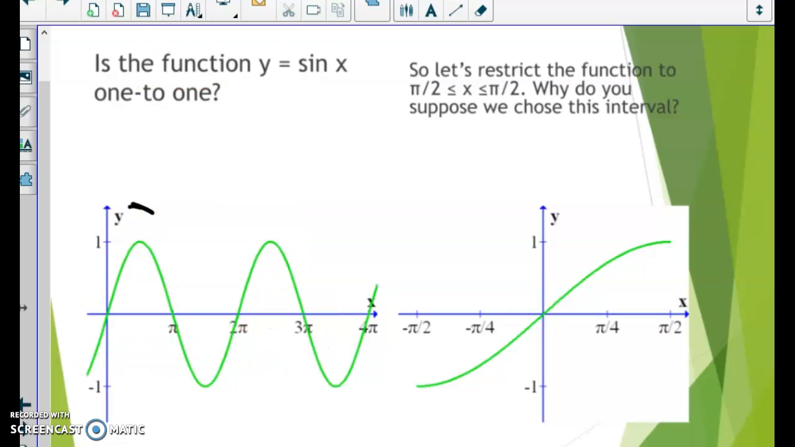So this thing doesn't have an inverse unless we restrict the domain of our original function, which means we will have only one x value and one y value, and they correspond to each other. Okay? So we restrict it so it passes the horizontal line test so we can have an inverse.